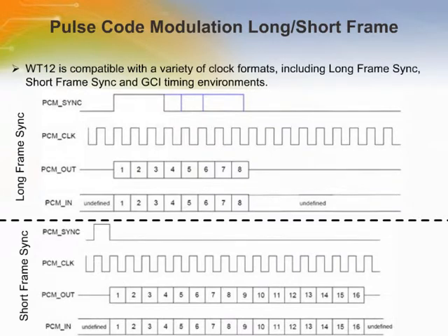Long frame sync is the name given to a clocking format that controls the transfer of PCM data words, or samples. In long frame sync, the rising edge of PCM sync indicates the start of the PCM word. When WT12 is configured as PCM master, generating PCM sync and PCM clock, then PCM sync is 8 bits long. When BlueCore 4 External is configured as PCM slave, PCM sync may be from 2 consecutive falling edges of PCM clock to half the PCM sync rate, that is 62.5 microseconds long. In short frame sync, the falling edge of PCM sync indicates the start of the PCM word. PCM sync is always 1 clock cycle long.